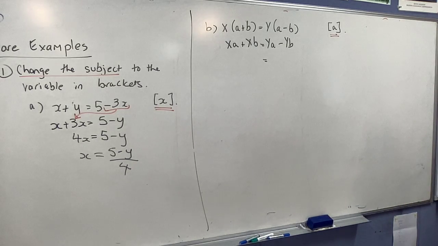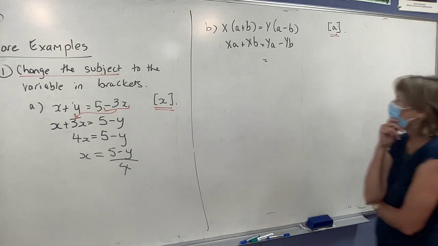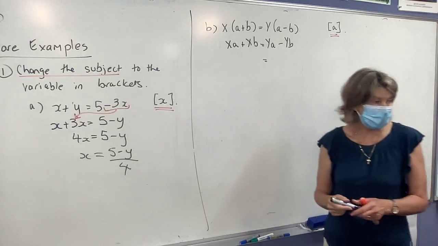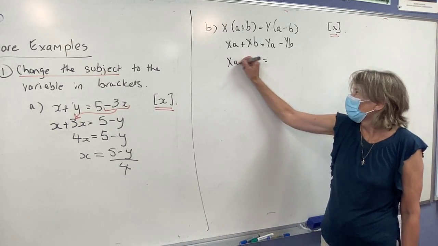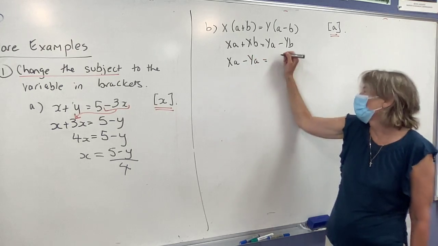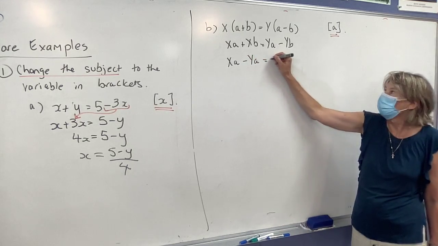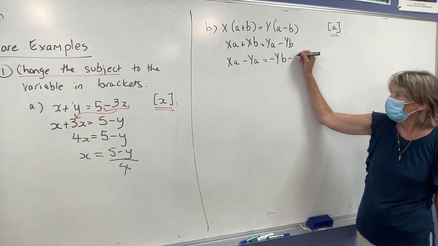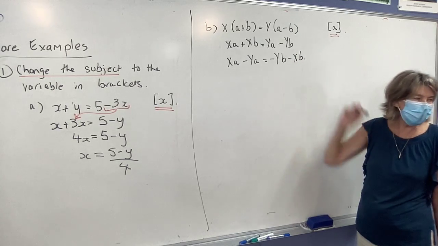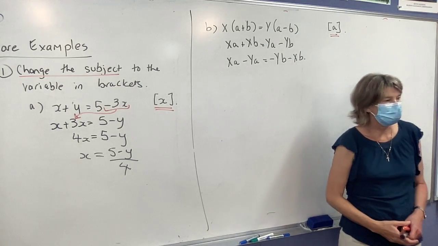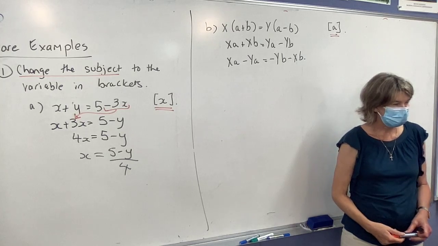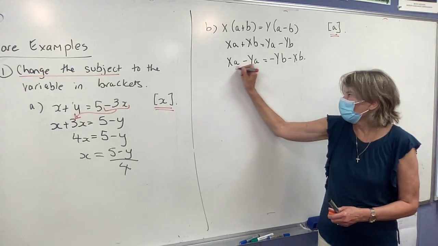Nate, what do you think? Would you take the ya across the other side and the xb across the other? Okay, go ahead. So it would be xa minus ya. Continue. That would be minus yb minus xb. Good. Now, can you explain what you just did there and why? I put the two terms with A on one side, the two terms with B on the other side.